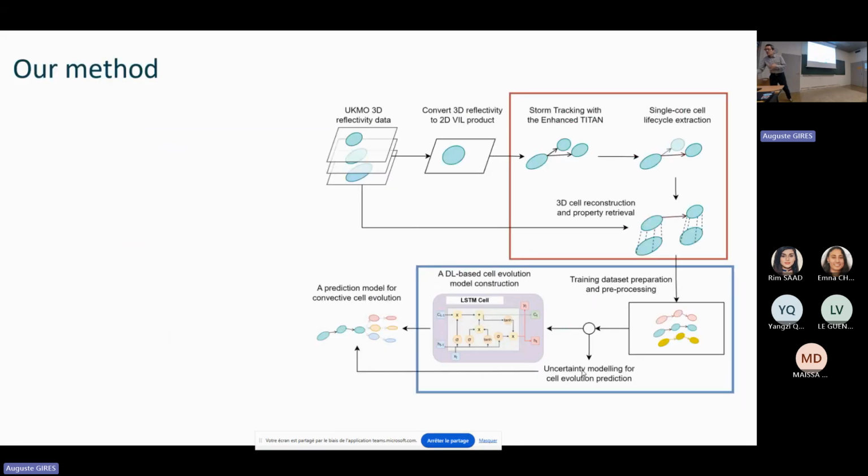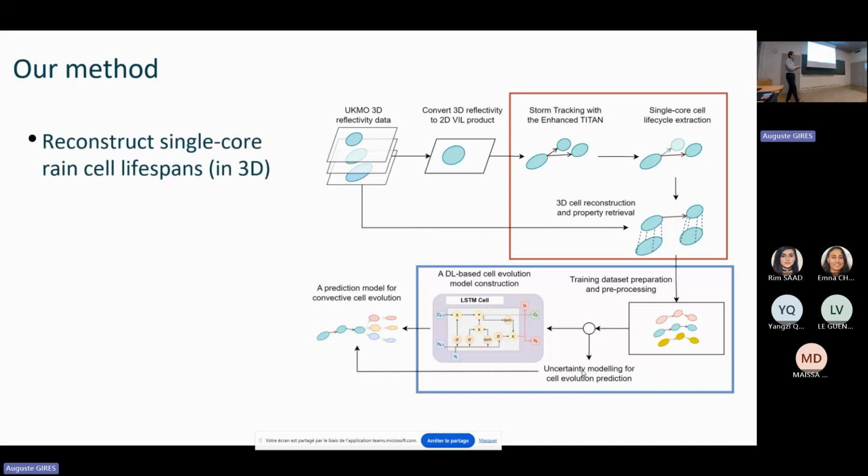Okay, so here we developed a method, and this is the workflow. The first step is we try to reconstruct the cell lifespan in 3D. We start from the UK Met Office, which provides 3D radar images. But tracking in 3D is very complicated, so the first thing is we generate a 2D product from 3D. It's called VIL, the vertically integrated liquid product. From there we can apply the tracking algorithm we already have, so we can track the life cycle.